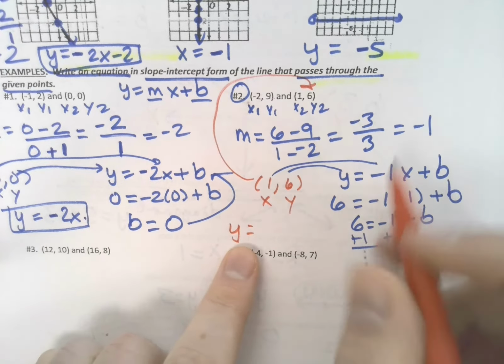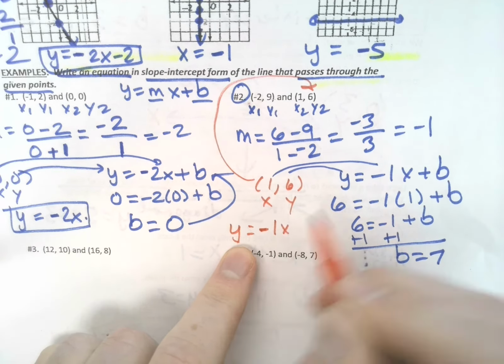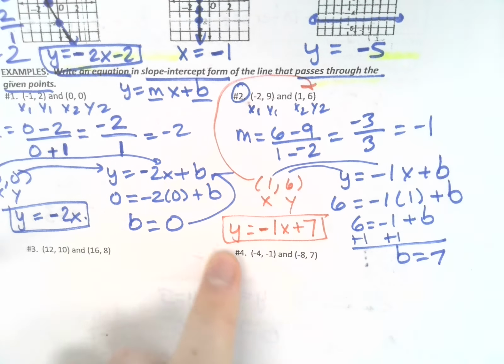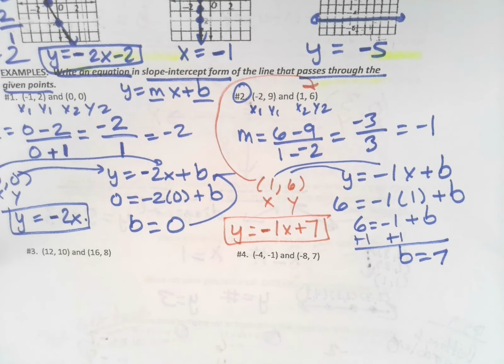Y equals our slope, -1x. Say it again, Hunter. Is that a Y too? Yeah, x1, y1, x2, y2. Okay, I've never got that. Sure.